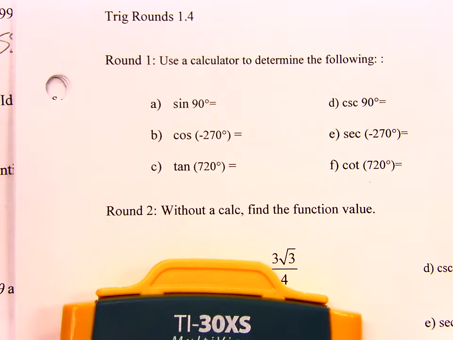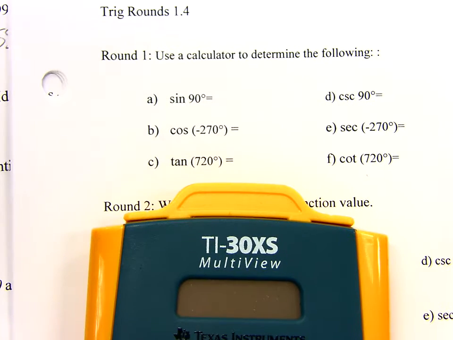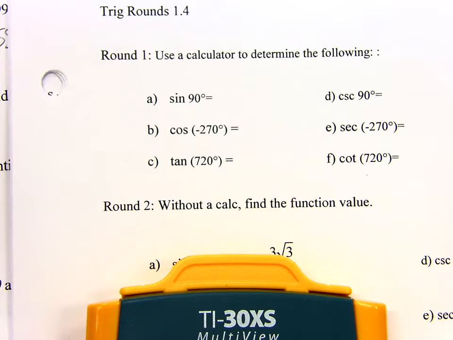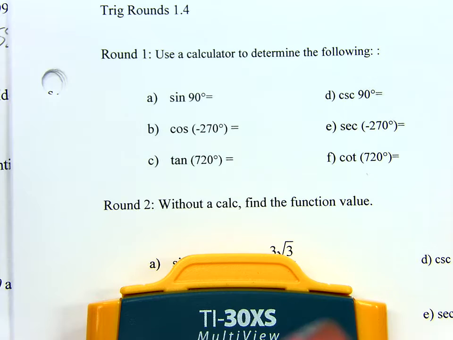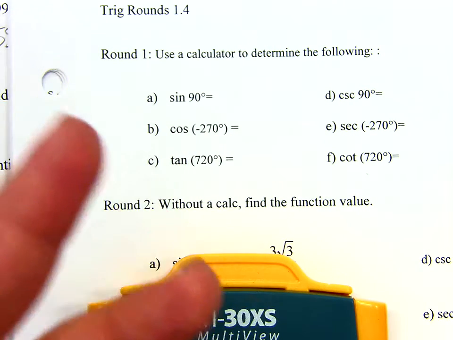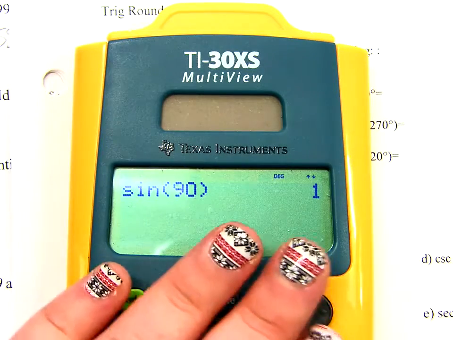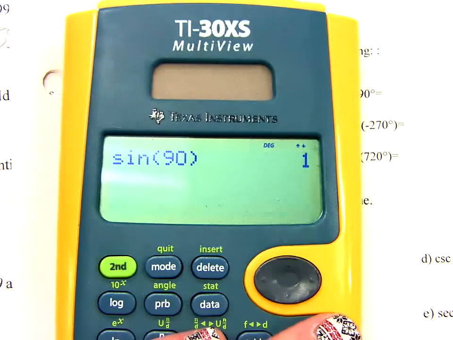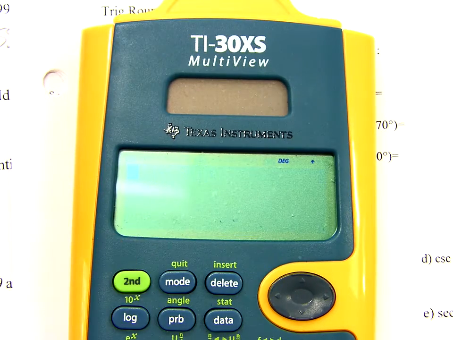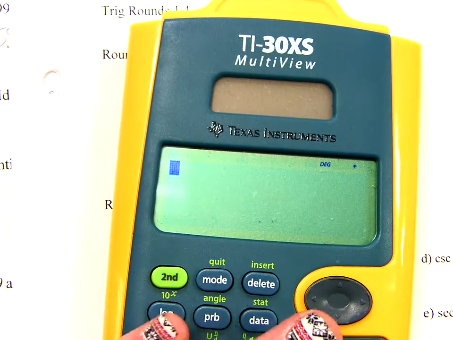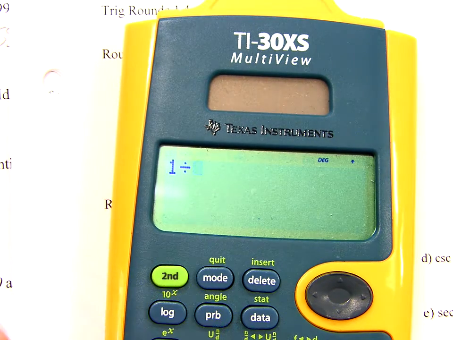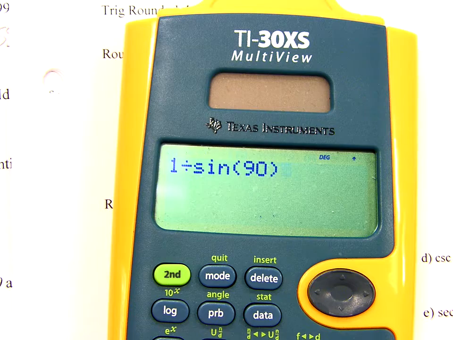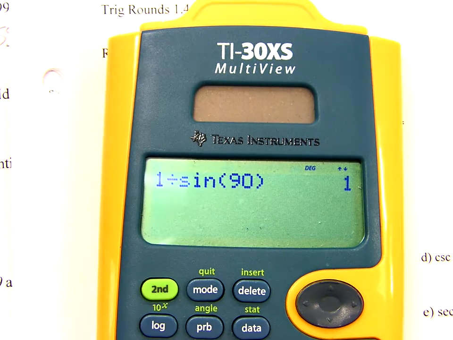So there's number 1. Now, cosecant of 90. If you know that the sine of 90 is 1, and you remember cosecant is just a reciprocal of that, then the reciprocal of 1 is just 1. However, let's say you didn't know what the sine of 90 was, and I wanted to ask the calculator straight out what's the cosecant of 90. There's no cosecant button. So what is it that you hit again? Yeah, you got to do 1 divided by sine of 90. And that will get you the reciprocal. And you see it does spit out a 1.